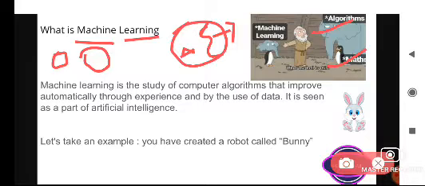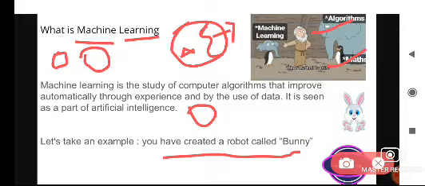So for example, let's take a robot that you have created, a robot called Bunny. For you, the robot doesn't know anything, and you have to make it learn all of the facts that you know. So this is how you are going to do all of the things. Okay, let's move to the next slide.